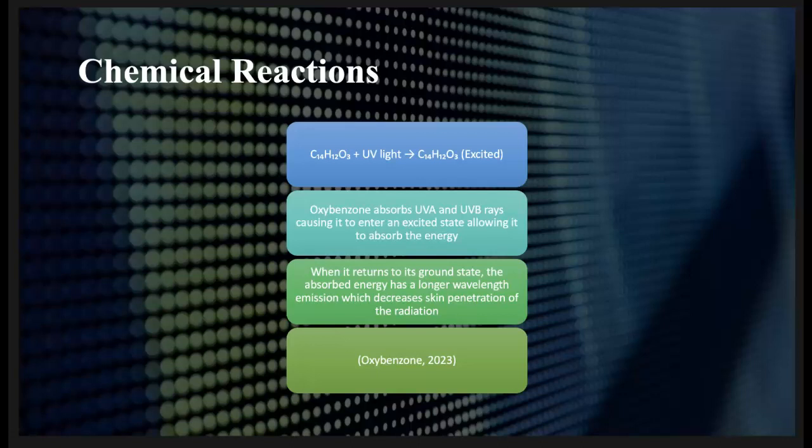So a chemical reaction that occurs involving oxybenzone is when it reacts with UV light. And it's not a typical reaction, because when it reacts with UV light, it becomes excited, meaning that the excited state allows oxybenzone to absorb UVA and UVB rays. Afterwards, when it returns to the ground state, the absorbed energy has a longer wavelength of emission, which decreases skin penetration of the radiation.